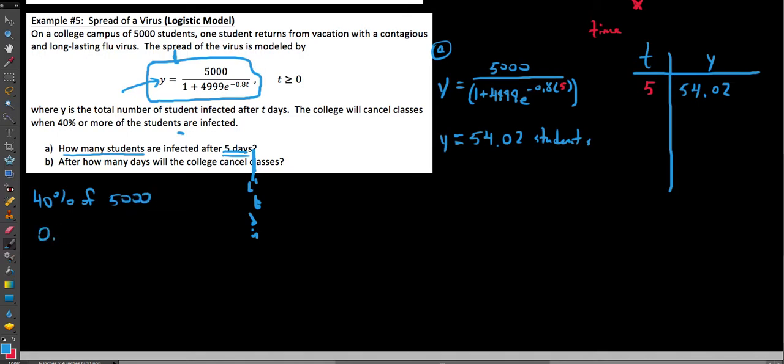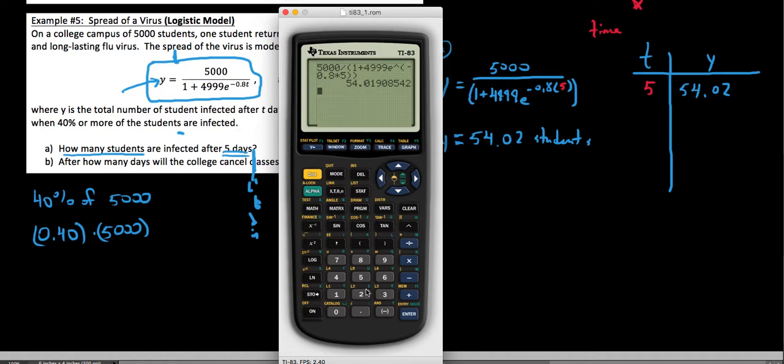And the way this works is when you want a percentage of a number, we take that percentage as a decimal and we multiply it by the amount of the thing we're trying to find the percentage of. So let me get my calculator on here. I'm going to say I want 40% of 5,000. We're going to take that times 0.40. And so what we find out is it's 2,000 students.